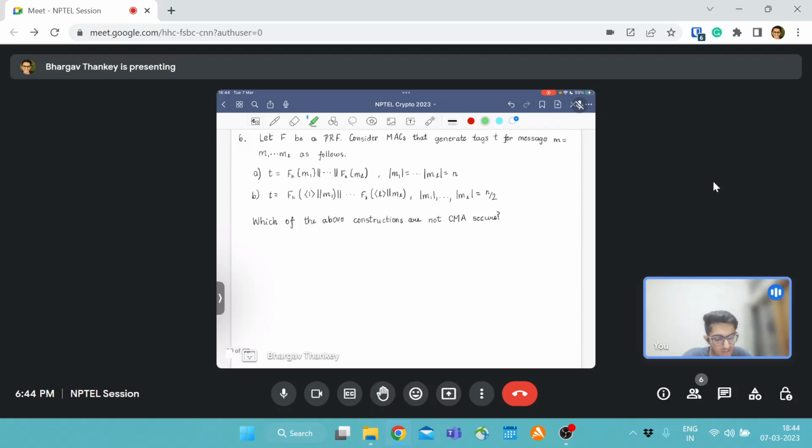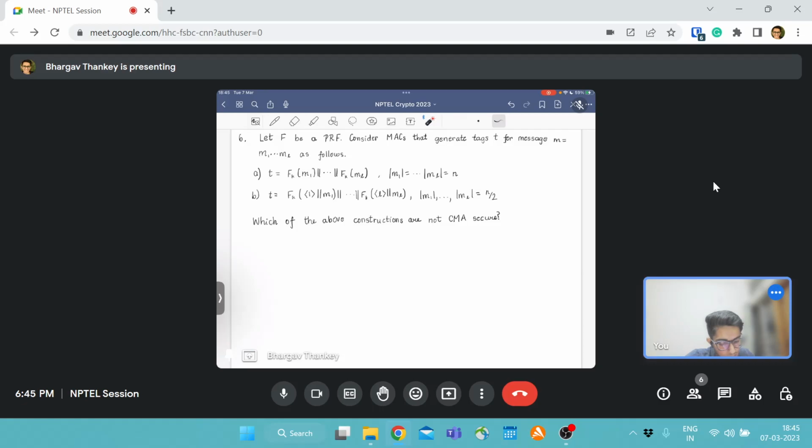And in the second construction, the tag is generated by concatenating F_K of these. There should be a concatenation over here. So in the second construction, we generate the tag as follows. M1 to ML are n/2 bits. So in the second construction, the block size is n/2.